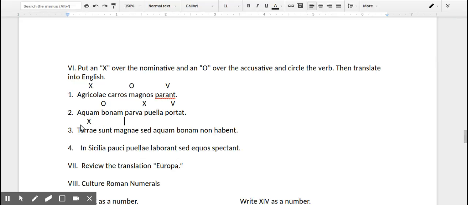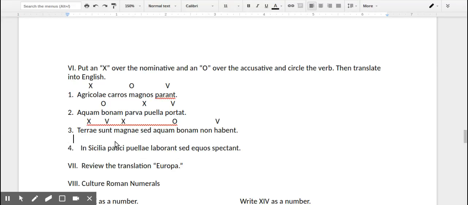Magni is... Sunt is my verb. This verb takes nominative on both sides. And then aquam is my accusative case. And then my verb is over here, which would be habent.